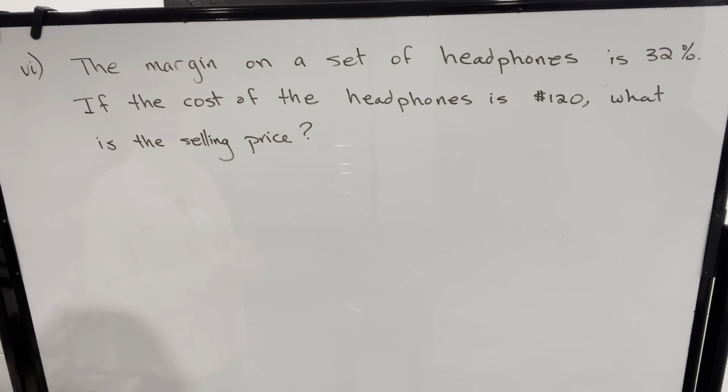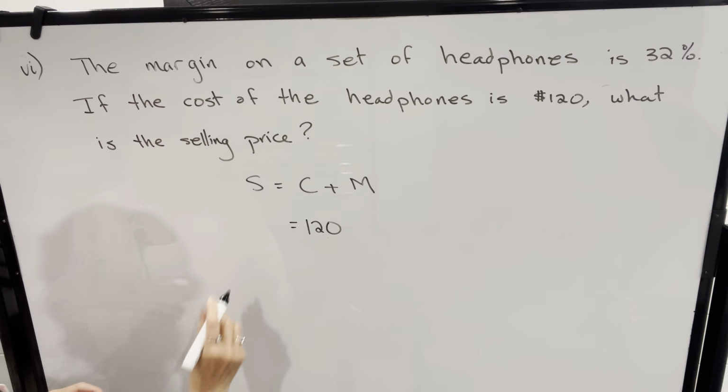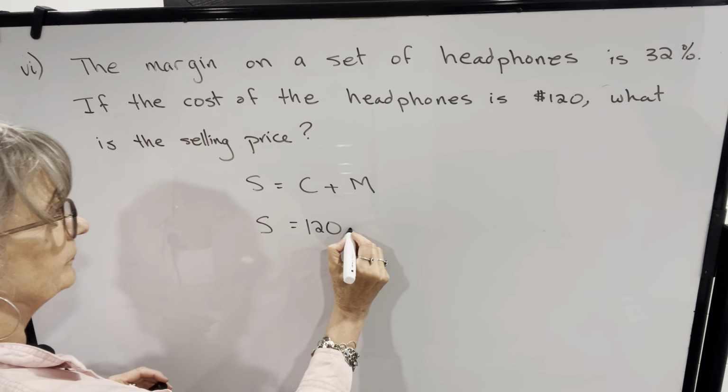Next example says the margin on a set of headphones is 32%. If the cost of the headphones is $120, what is the selling price? So let's figure out what we know, and let's figure out what 32% is based on. We know the cost is $120. We don't know the selling price.